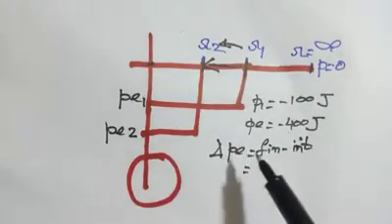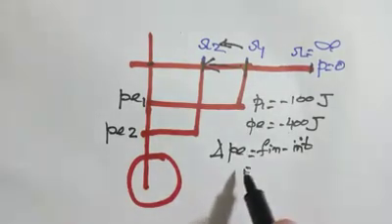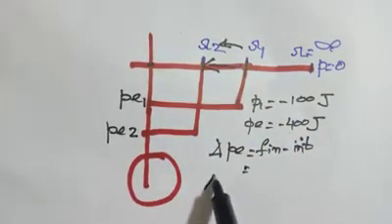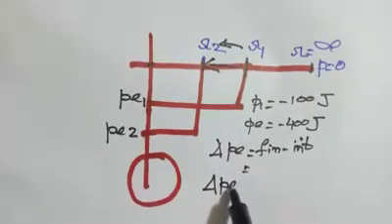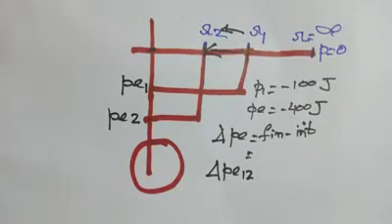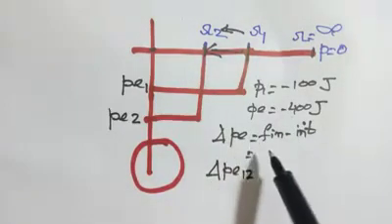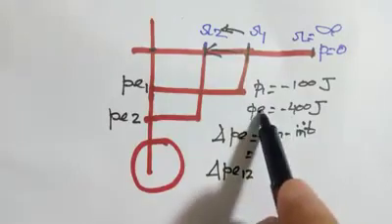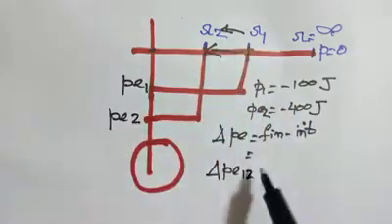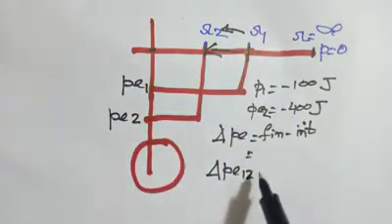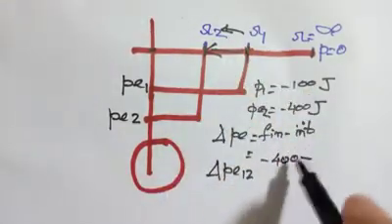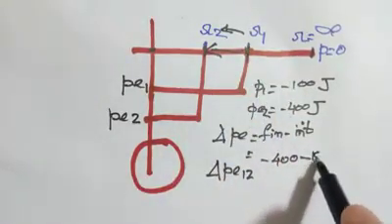So I can take it as the potential energy calculation for PE1,2, because I'm moving from 1 to 2. So I can put it as the change in potential energy from 1 to 2. This part would be final minus initial. So I'm moving from R1 to R2, and the final is minus 400, minus the initial, where I am, that is R1, which is minus 100.